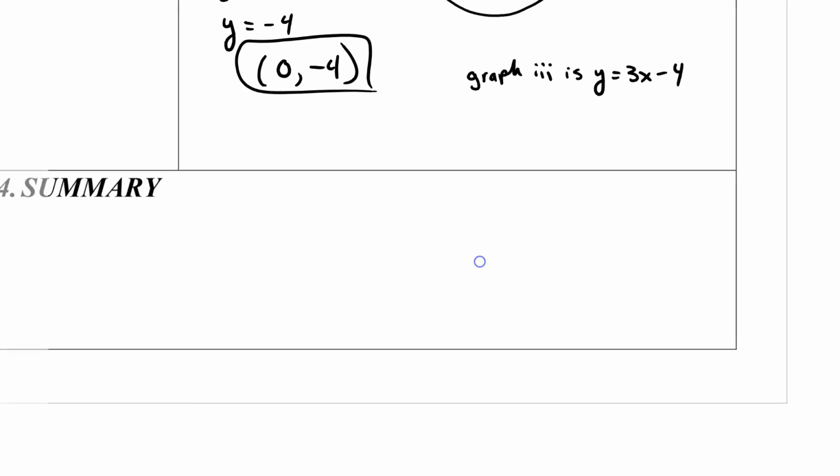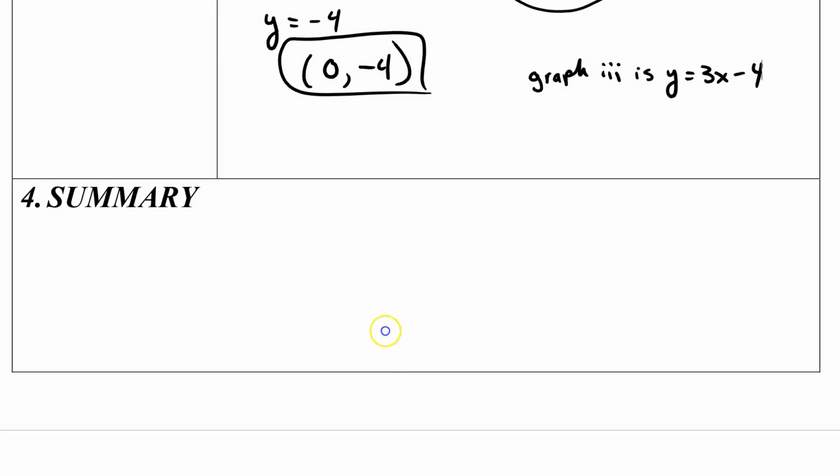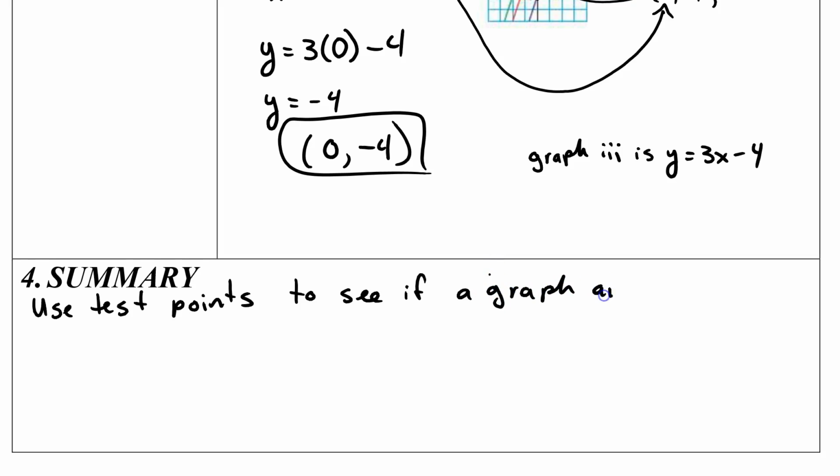All right, so let's summarize this. There's a lot to summarize, but I'll try to be quick with it. So in summary, use test points to see if a line or a graph and an equation match. It's usually easiest to put in your x values, but sometimes it's easiest to put in your y values. It just depends on the question.